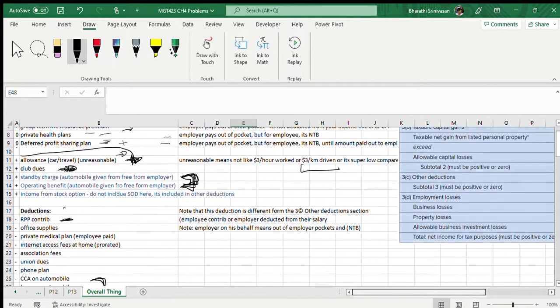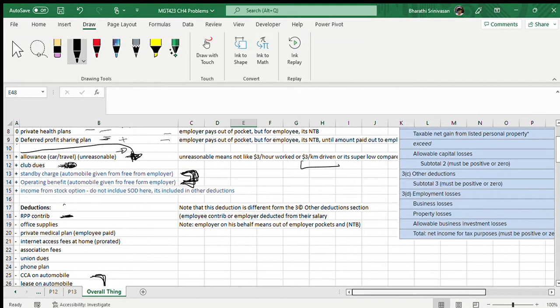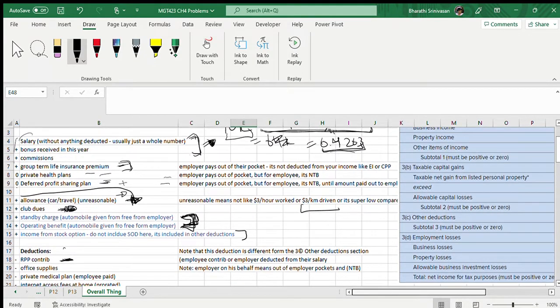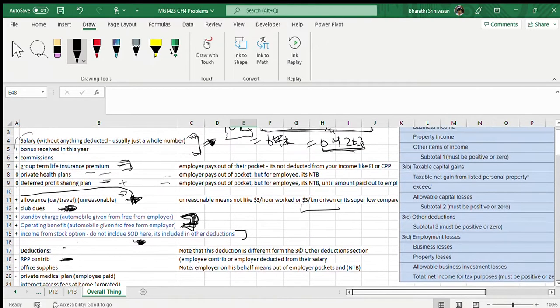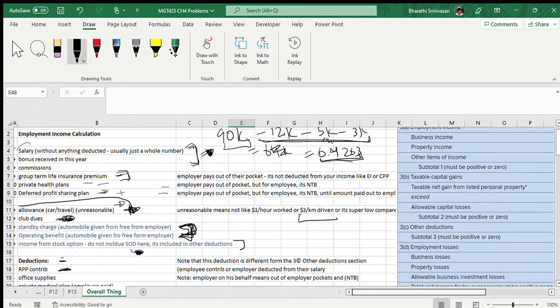Let's see, that's that. And then let's see, income from stock option. This is also something that goes under employment income. Yeah, it's also one thing that goes under employment income. And any stock option deductions, like if the stock option was out of the money, and so you got a 50% stock option deduction, that one is included in other deductions. That is not here, by the way.